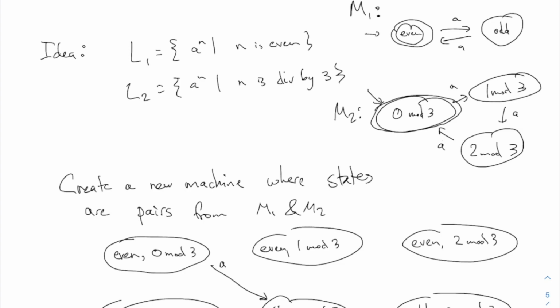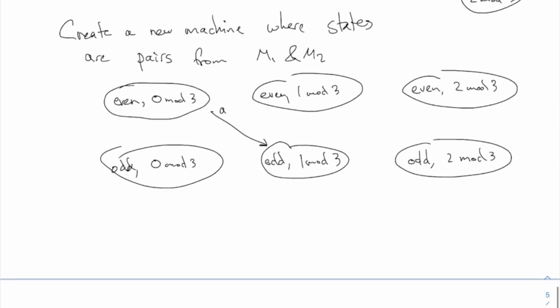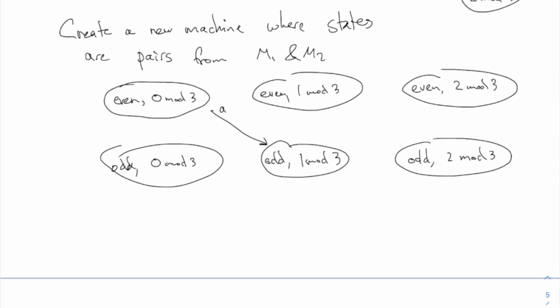All right, even and 0 mod 3, you look at what happens to the even. Up here, it becomes the odd, so I went to odd. And what happens to the 0 mod 3? It becomes the 1 mod 3. So I went to this one. I saw puzzled looks on your faces because I didn't scroll it. All right, you look at what happens to each part of the pair, and that's where you make the arrow go to. Okay, what about even and 1 mod 3?